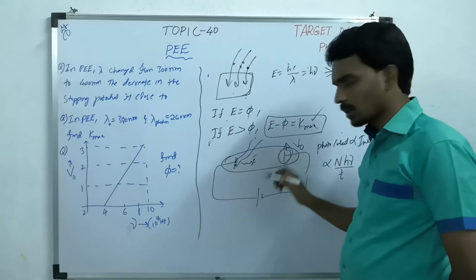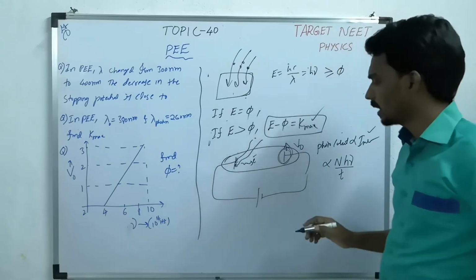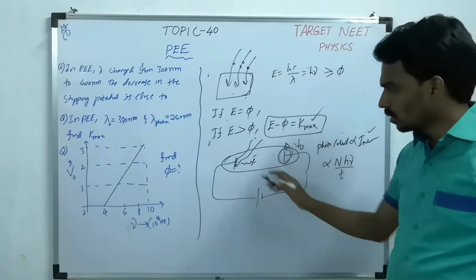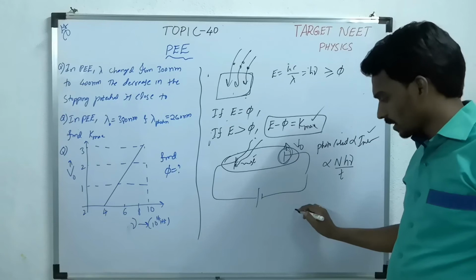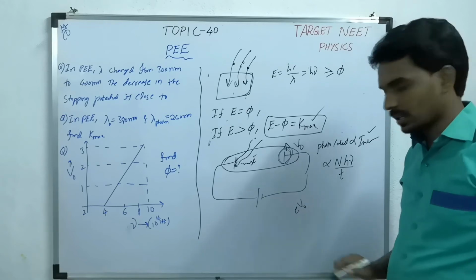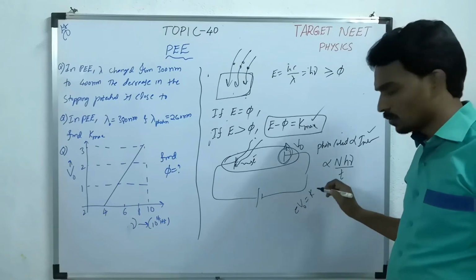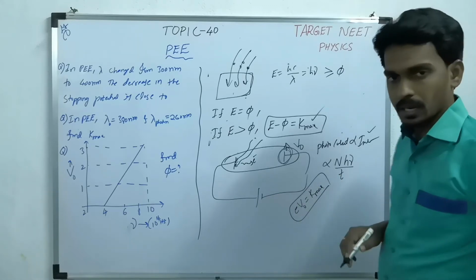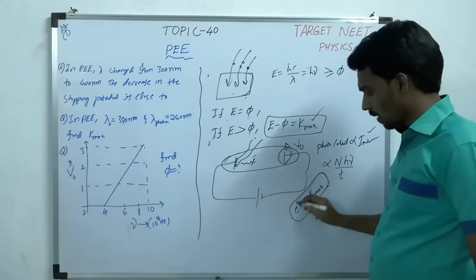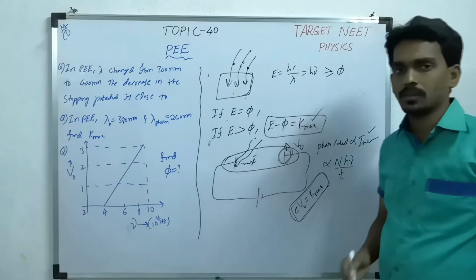So you are applying some potential difference. How much? Negative potential V naught. So the work done against the potential will become charge times potential, eV naught. That should be equal to work done, and work done equals change in kinetic energy, K max. So that's why K max we will write in terms of eV naught.